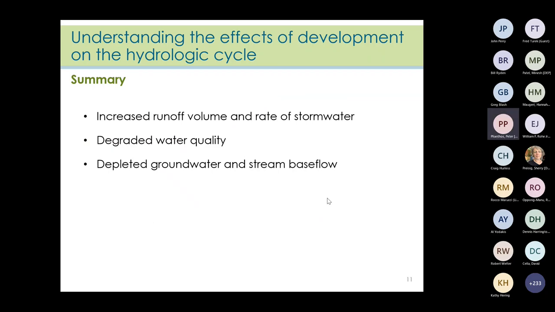So in summary, the three primary impacts land development has on stormwater and the hydrologic cycle as a whole are: one, increasing the volume and rate of stormwater runoff through an increase in impervious areas with lower roughness coefficients; two, degrading the quality of downstream water bodies through increased suspended solid concentrations and increased nutrient loadings; and three, depleting groundwater and stream base flow, which is also due to increased impervious ground coverage.